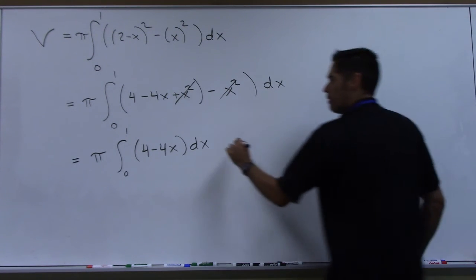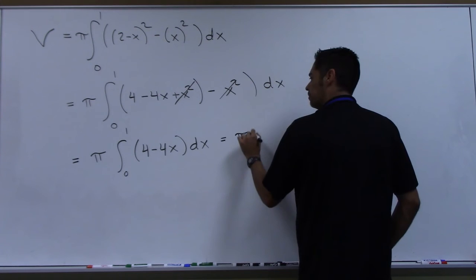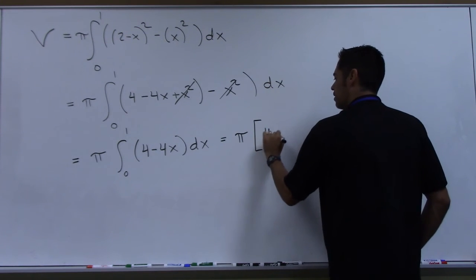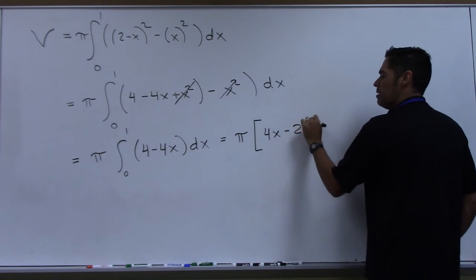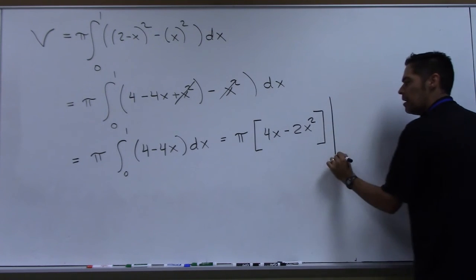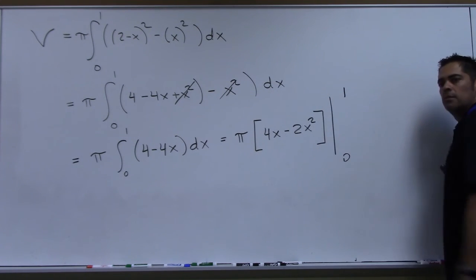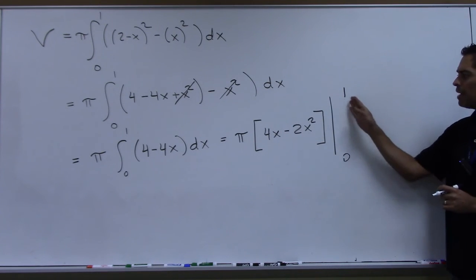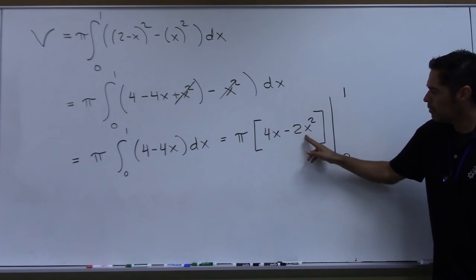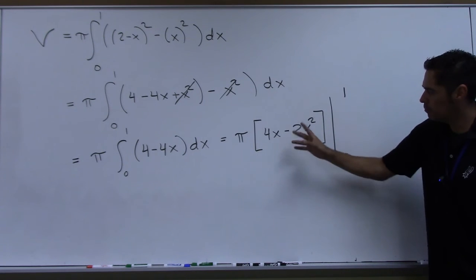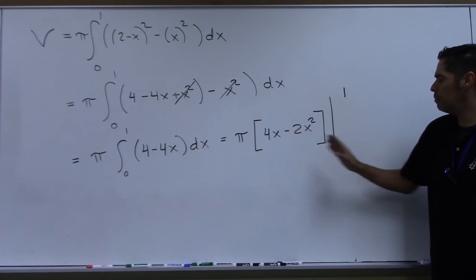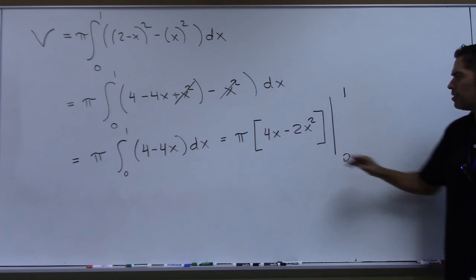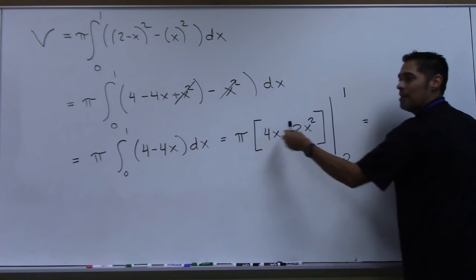Antiderivative? What's the antiderivative of that? 4x minus 2x squared. Evaluating from 0 to 1. Yeah? Plug in. This is going to be pretty easy to plug in. If we plug in 1, what do we get? 2, right? Plug in 0, we get 0. So it should be pi times 2. So 2 pi.